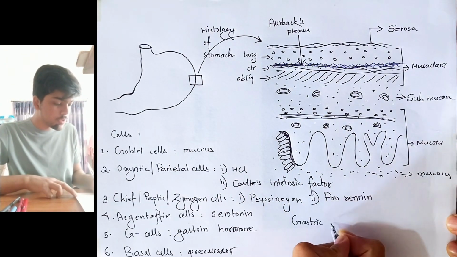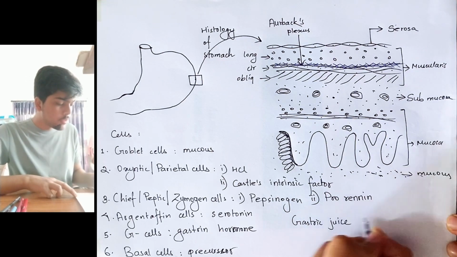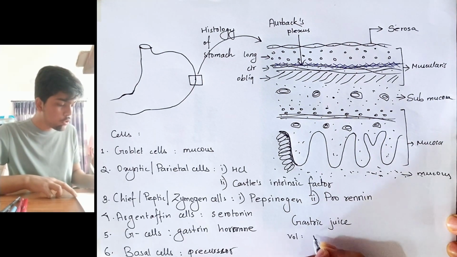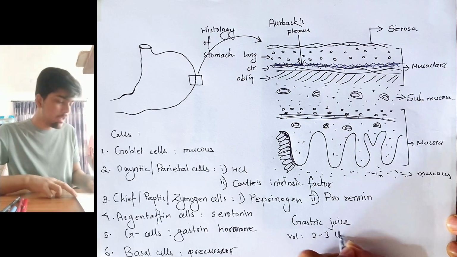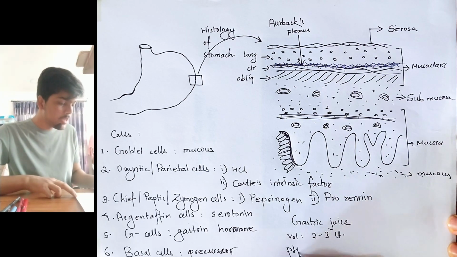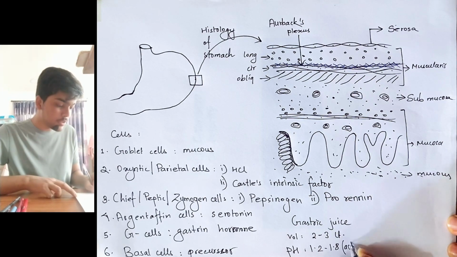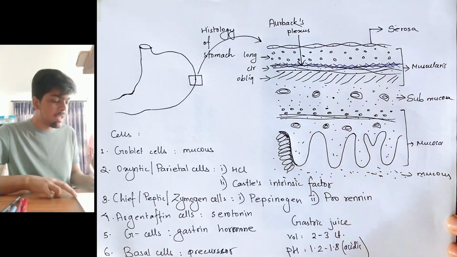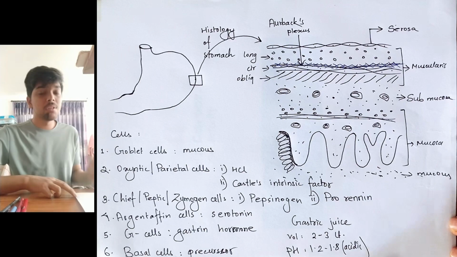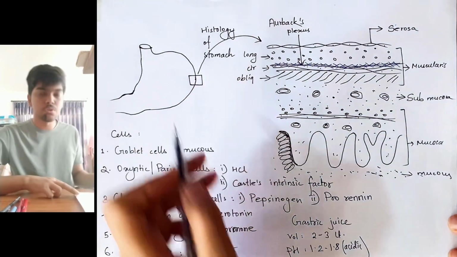Gastric juice. The volume of which is around 2 to 3 liters, and pH is around 1.2 to 1.8. So it's highly acidic, and that's due to the presence of hydrochloric acid. And acidic pH is required for the digestion of protein inside your stomach.